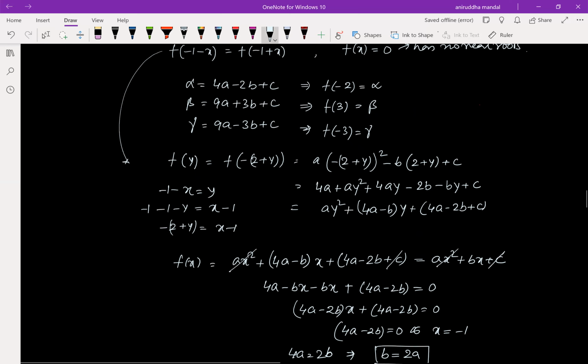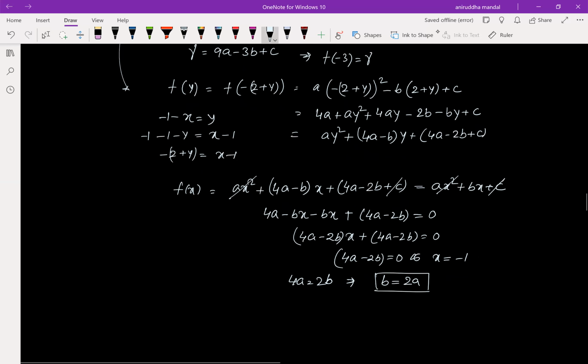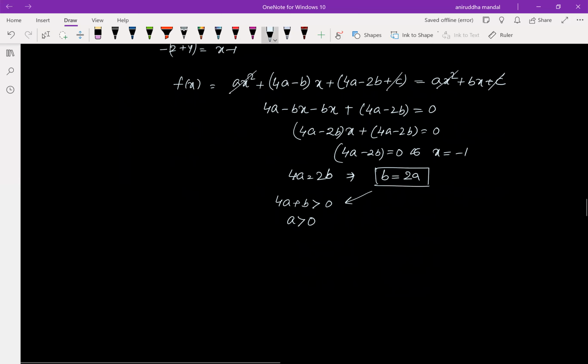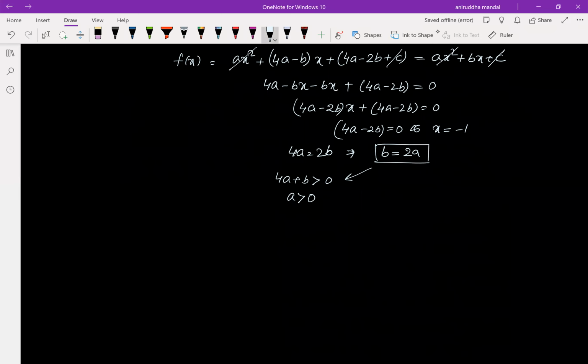So another condition is given, that is 4a plus b is greater than 0. Substituting the value of b as 2a here, we get a greater than 0. So which means our quadratic equation looks like this, where a is positive.